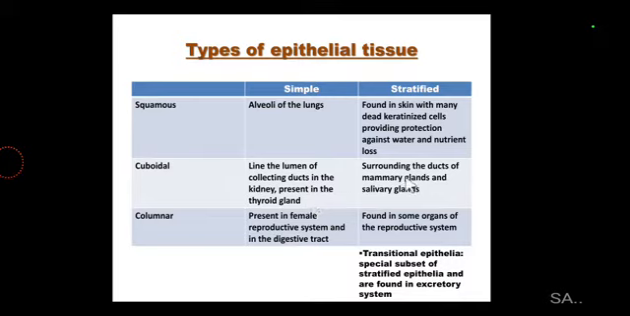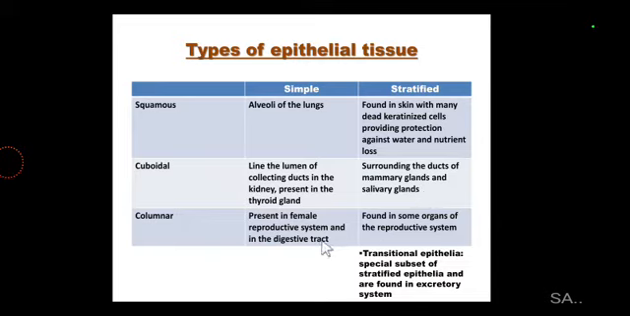Okay, so here this is the stratified cuboidal epithelial tissue. It surrounds the ducts of the mammary gland and salivary gland. So here they are also concerned with the secretions of these glands.